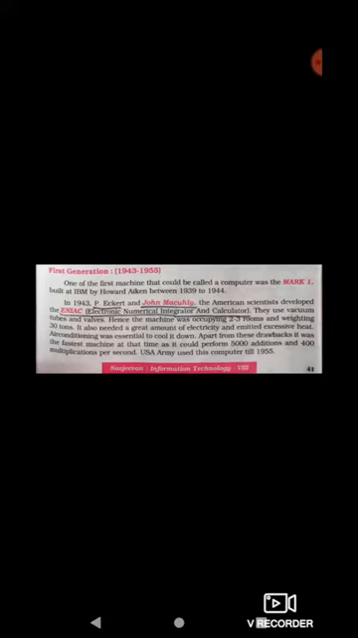There were a few drawbacks, as we were inventing machines, computers. There were certain upcomings, drawbacks, learnings. Still, despite the drawbacks, these machines were the fastest because they could perform 5,000 additions and 400 multiplications per second. The USA Army used this computer till 1955.